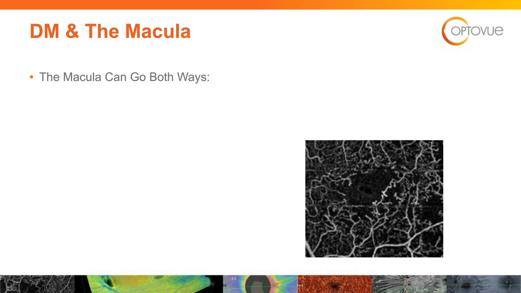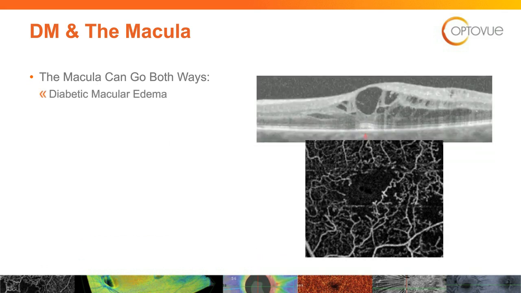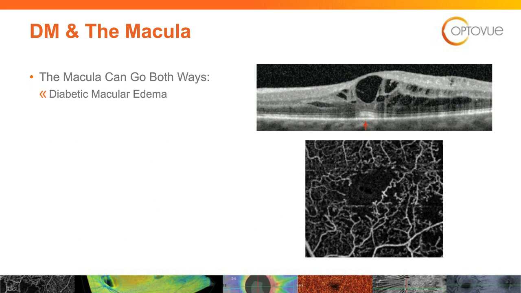The macula can go both ways. I'm certainly guilty of this. When I have managed this in the past, we're all so familiar with the macula in diabetes doing this, correct? Diabetic macular edema. And we've done the OCT that shows it so well, that diabetic macular edema or CSME, but don't forget that the macula can go the other way as well.